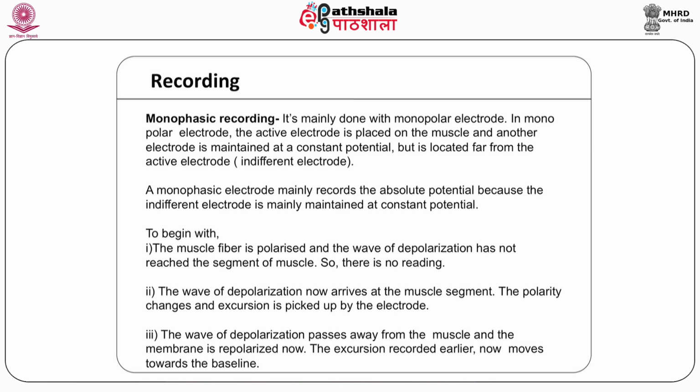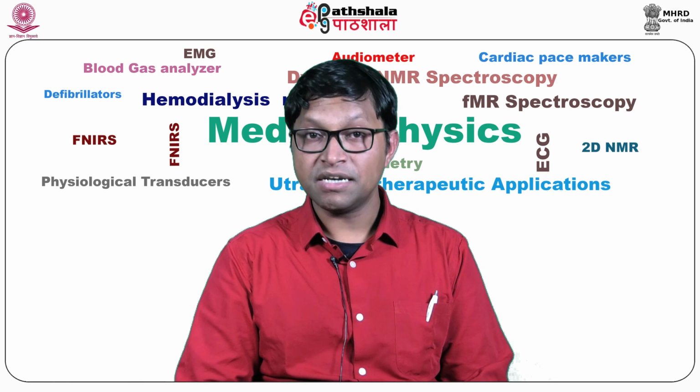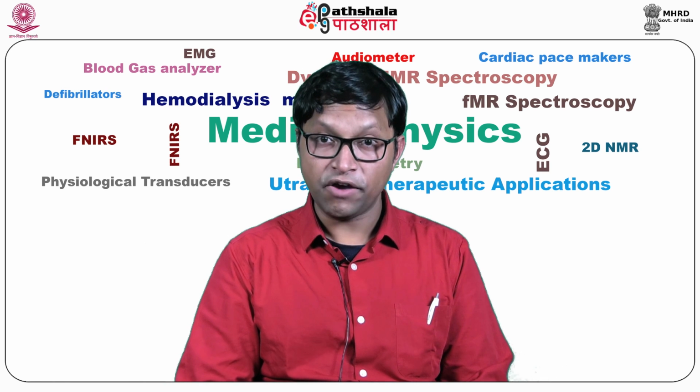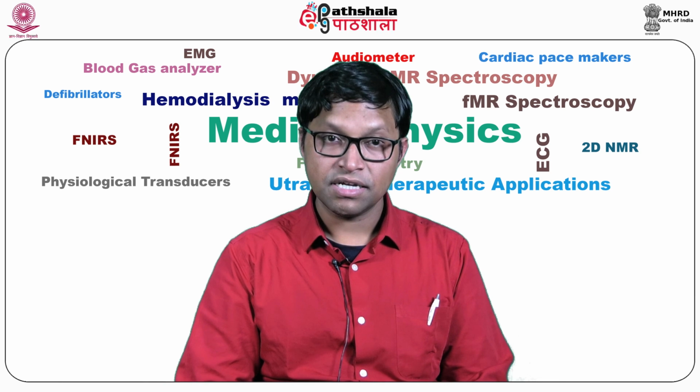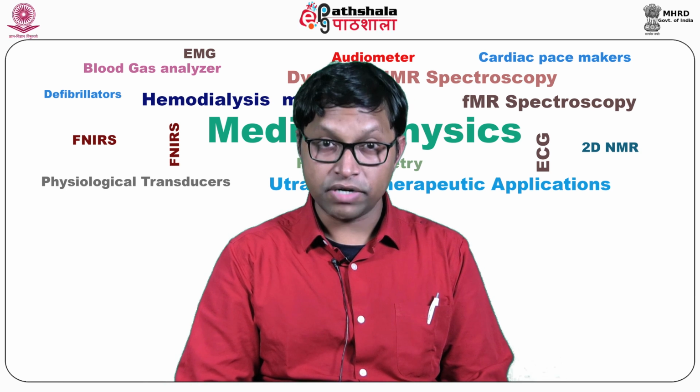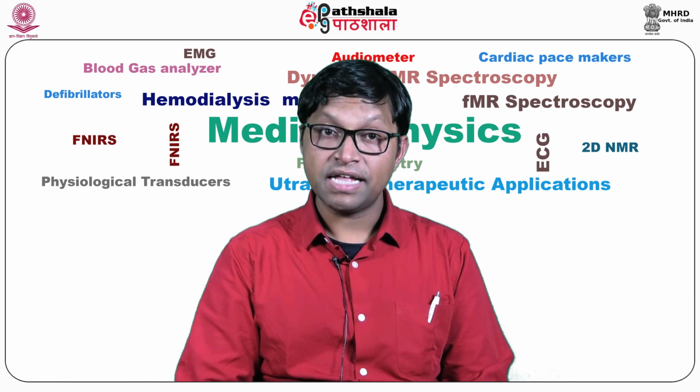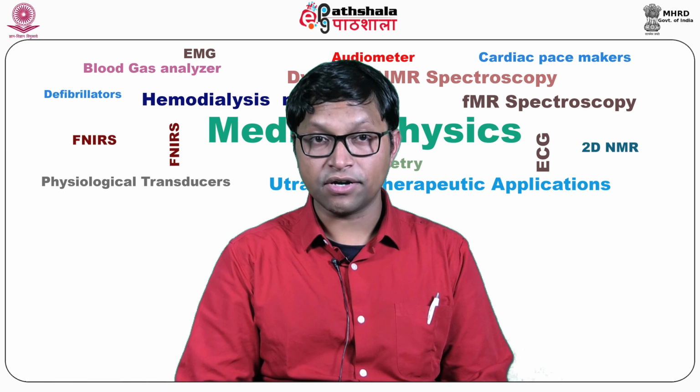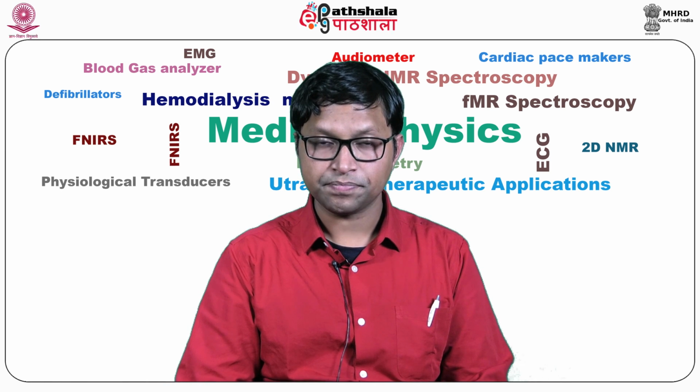The wave of depolarization now passes away from the muscle and the membrane is repolarized. The excursion recorded earlier now moves towards the baseline. The action potential has now moved away from the vicinity. Thus, the recording now reaches the baseline, and that is how a monophasic recording takes place.